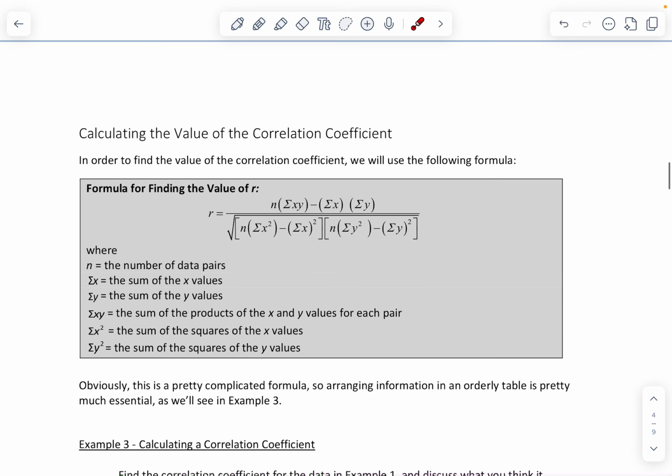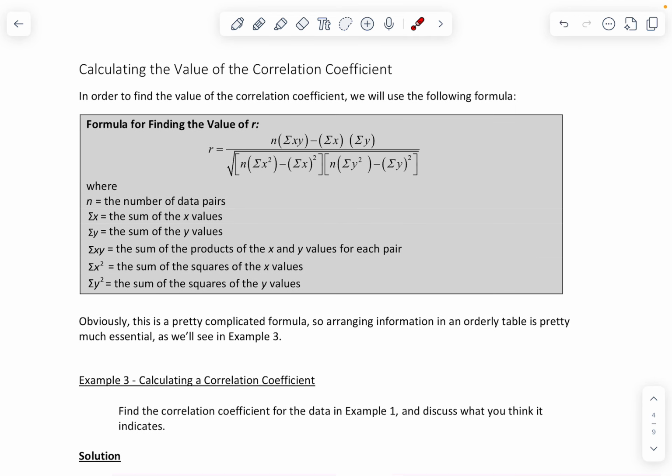So we've done example 2. Now let's talk about actually calculating the correlation coefficient. In order to find the value of the correlation coefficient, we use the following formula here. This is a kind of a big, ugly looking formula. Remember that this symbol right here is the Greek letter sigma, which represents a sum. So we're calculating a bunch of sums and plugging those sums into this formula and then simplifying.